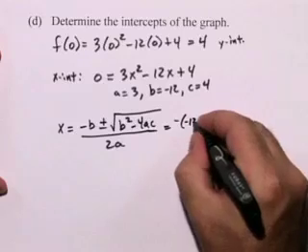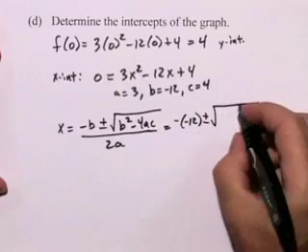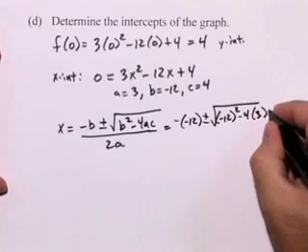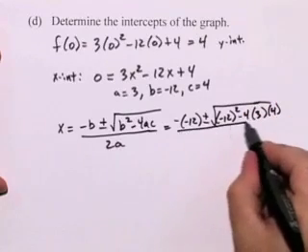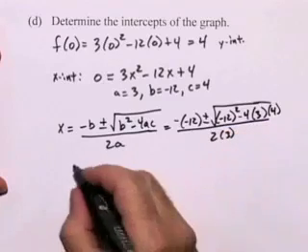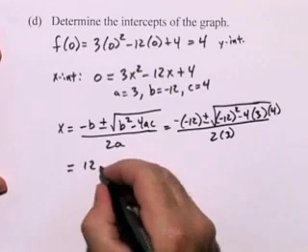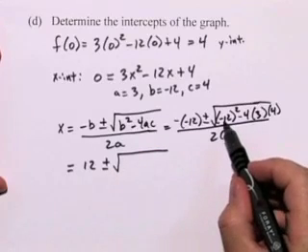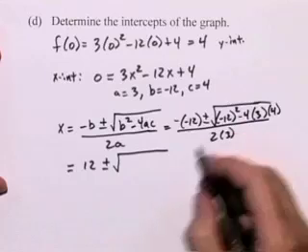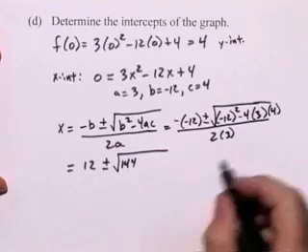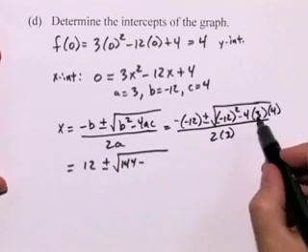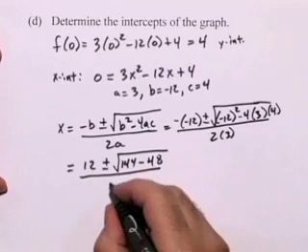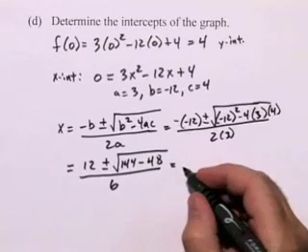We'll have negative 12 plus or minus the square root of negative 12 squared minus 4 times 3 times 4, all over 2 times 3. This will give us 12 plus or minus the square root of, now here we pay attention, we're squaring the negative 12, this will give us 144, a positive 144, then minus 4 times 3 is 12, 12 times 4 is 48, so we get 144 minus 48, all divided by 6.